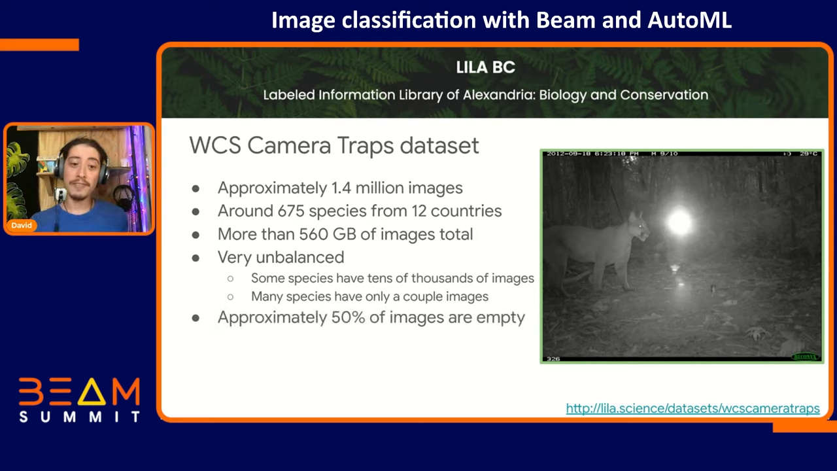And also approximately 50% of the images are empty. This is because camera traps activate on a motion sensor and then take the picture. But sometimes there's just wind or something that triggers the motion sensor and it takes a picture and there's nothing in frame. Maybe the animal was somewhere else, maybe it was just the wind or a leaf falling, a branch or something like that. The image files live in Azure, and that's where Lila stores all their images. So that's where we will be getting the images from.